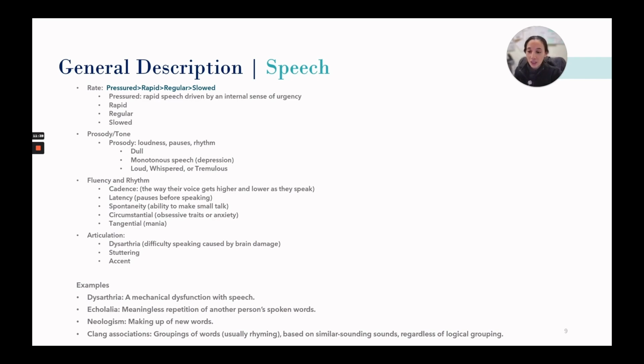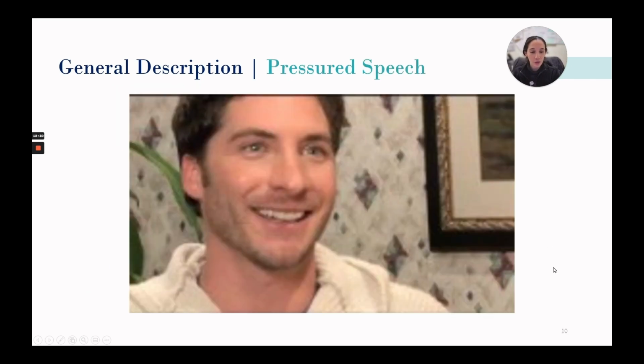We also look at articulation. So dysarthria, which is difficulty speaking caused by brain damage. They can have stuttering, they can have an accent. So some more examples, we talked about dysarthria. They can have echolalia, which is meaningless repetition of another person's spoken words. They can have neologism, which is making up of new words. And they can have clang association, which is grouping of words, usually rhyming, based on similar sounding sounds regardless of logical grouping.